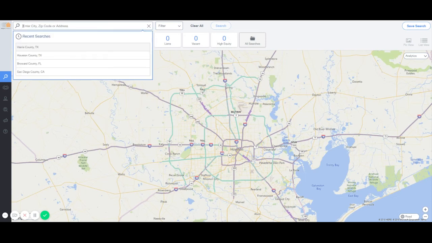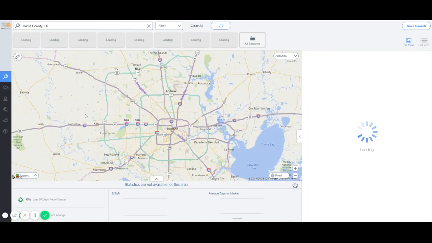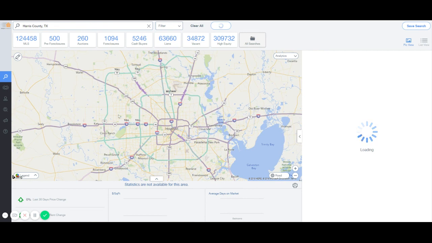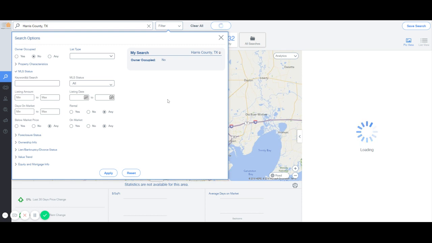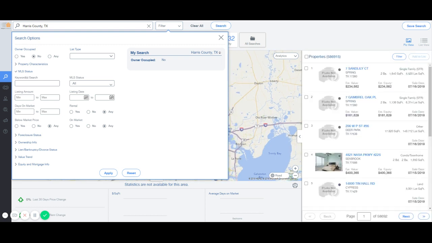In this one, we're going to check out Harris County, Texas. This is where Houston City would be, but we're going to target the whole county. Again, we'll go through the same motions that we did in the other videos. Even though we're going out of state, I still put non-owner occupied, just because I want to make sure that the data I get is accurate. I just don't want to take any chances.